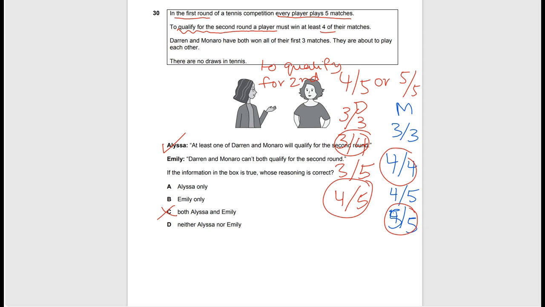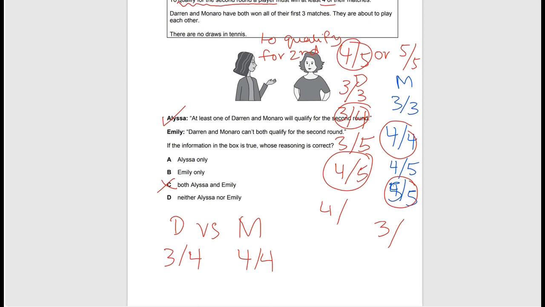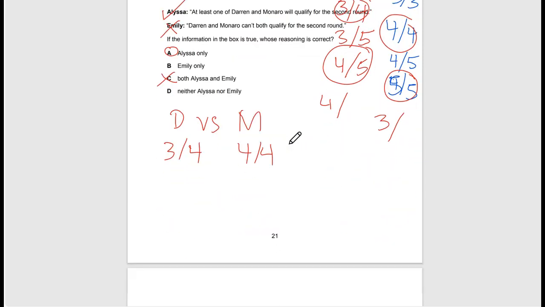If we look at Emily, she's saying that both players will be stuck at 3. But that's not true, because at least one player will win this next match. Emily would be correct if Darren and Monaro were not playing each other. But because Darren versus Monaro is a match, one person is going to have at least 4 out of 4 games and will qualify, because they need 4 out of something games to qualify. So our best answer would be A. Alyssa is correct and Emily is wrong. So only Alyssa is correct for question 30.